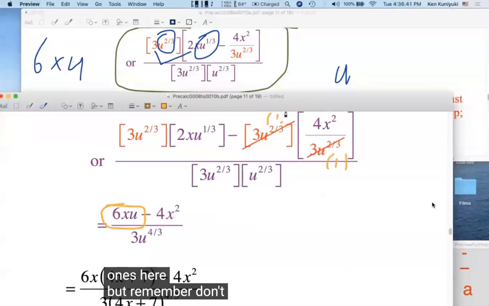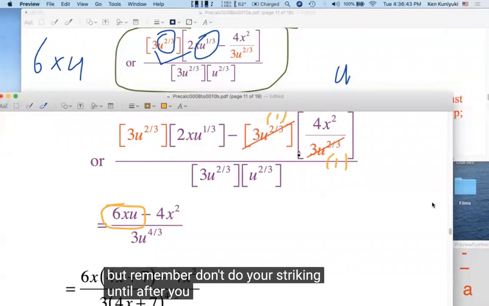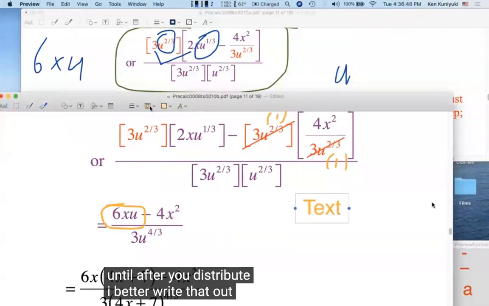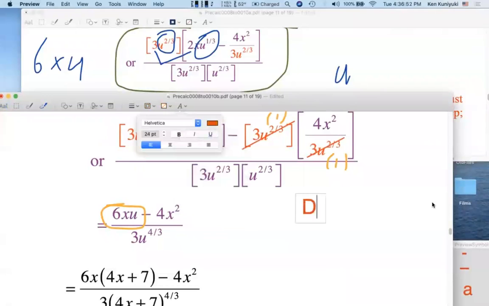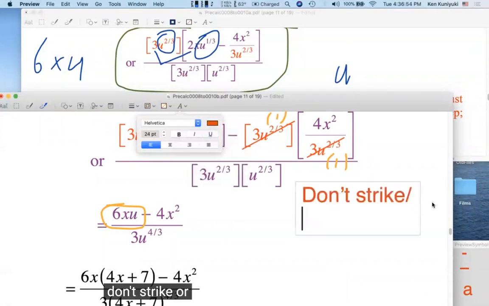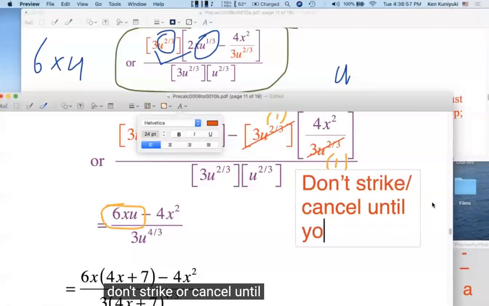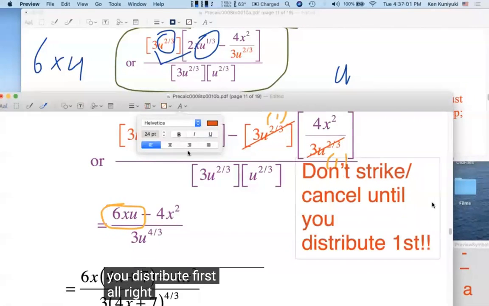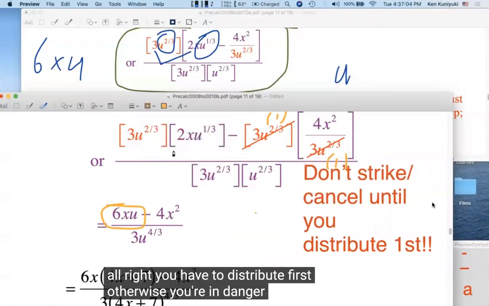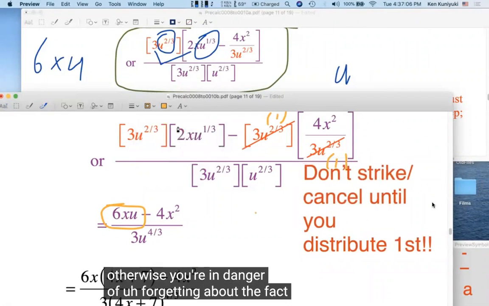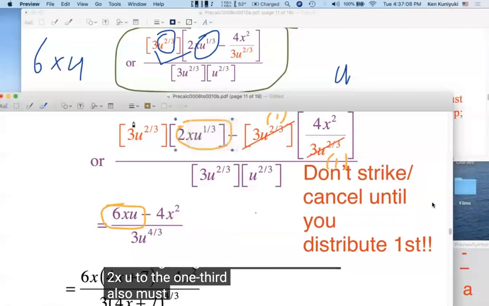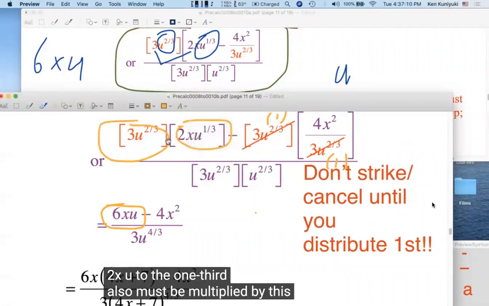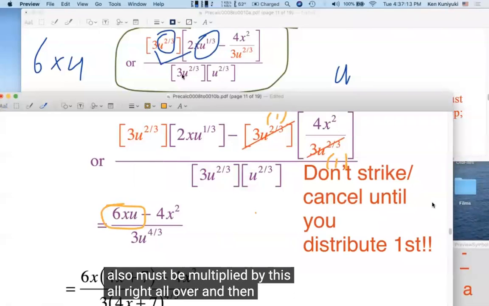But remember, don't do your striking until after you distribute. I better write that out in red. Don't strike or cancel until you distribute first, right? You have to distribute first. Otherwise, you're in danger of forgetting about the fact that the 2xu to the 1/3 also must be multiplied by this.